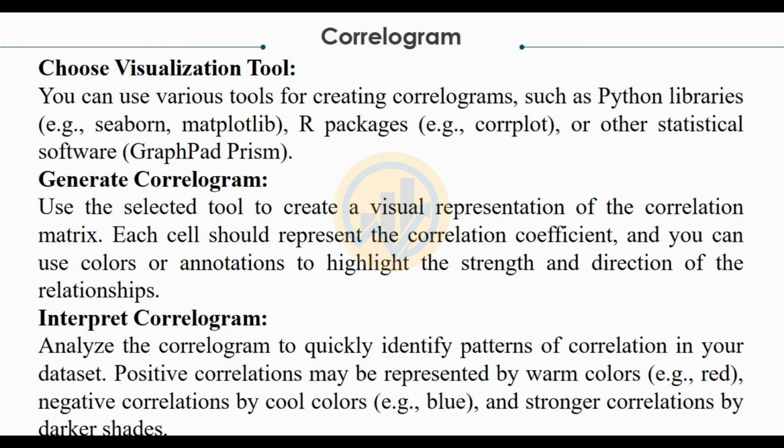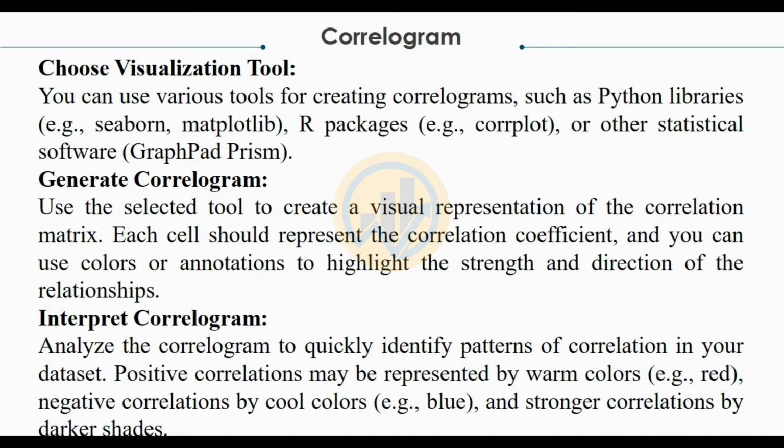Then choose a visualization tool for the Correlogram. You can use various tools for creating the Correlogram, such as Python and RStudio and other statistical software like GraphPad PRISM. To generate the Correlogram, use the selected tool to create a visual representation of the correlation matrix. Each cell represents the correlation coefficient, and you can use color to highlight the strength and direction of the relationship.